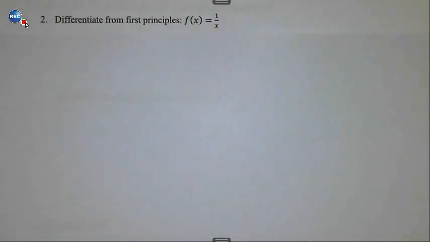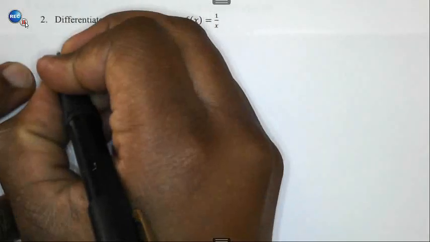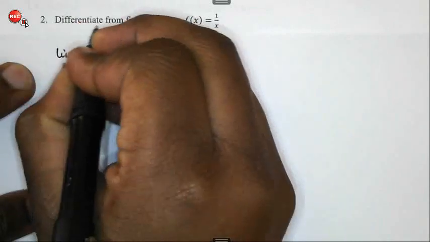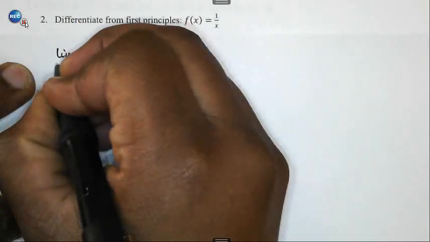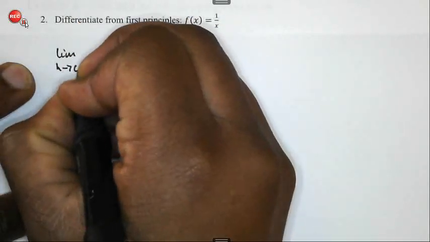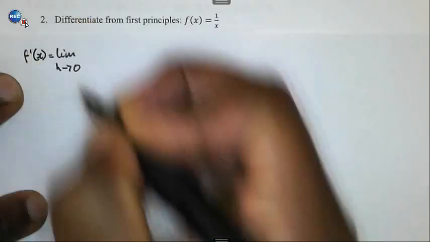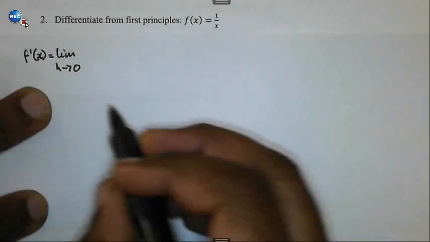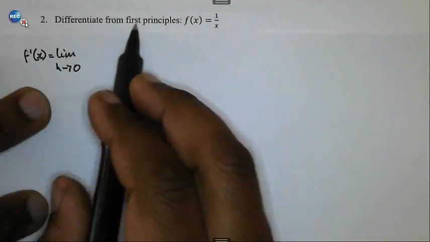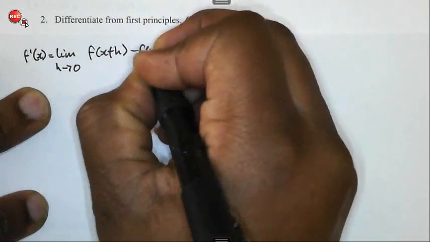Second example: differentiate from first principles f of x equal to 1 over x. Same formula all the time. As long as you see the words differentiate from first principles, you know we are using this. I forgot to mention that. It is f of x plus h minus f of x over h.